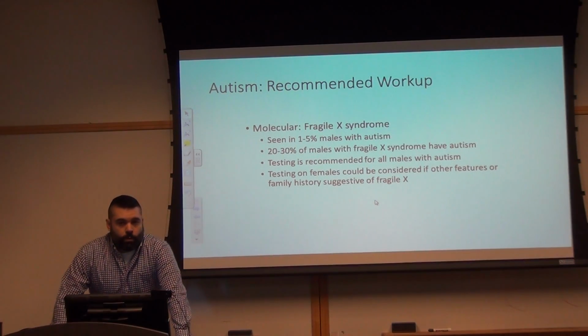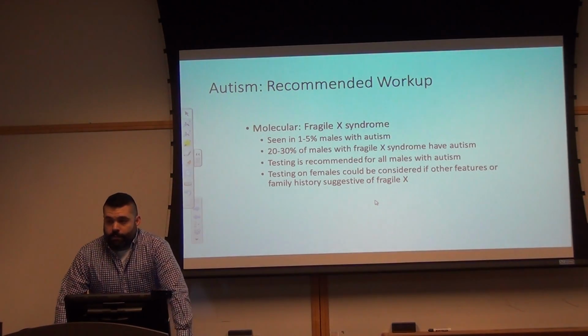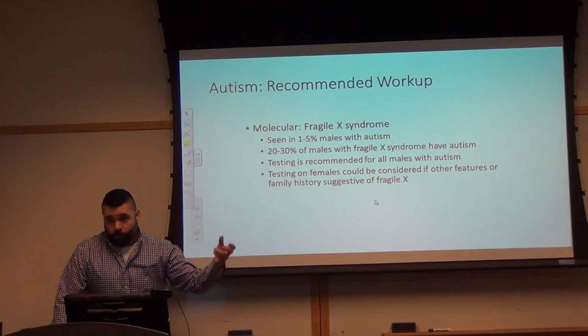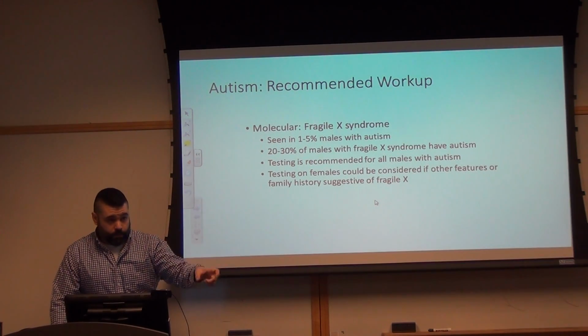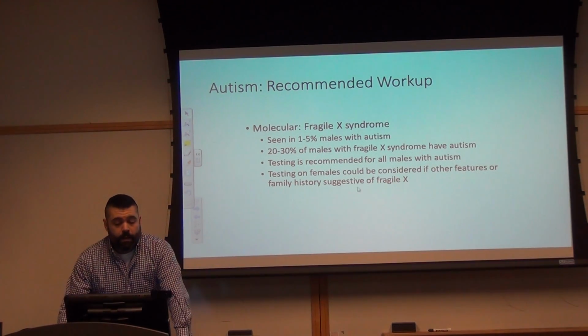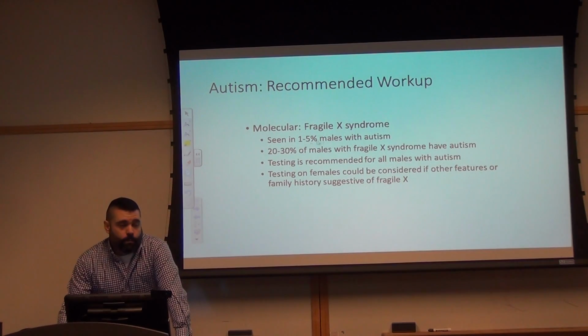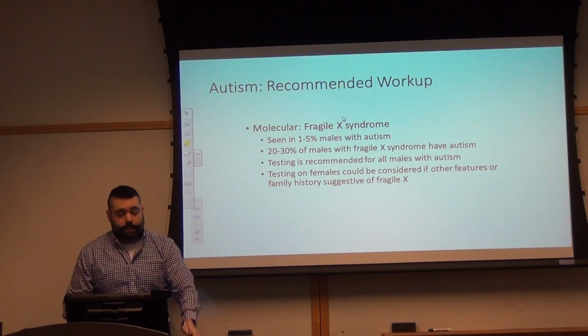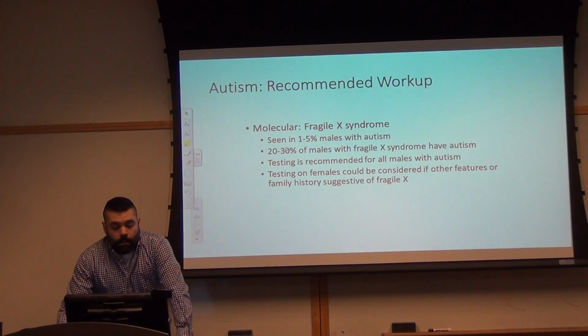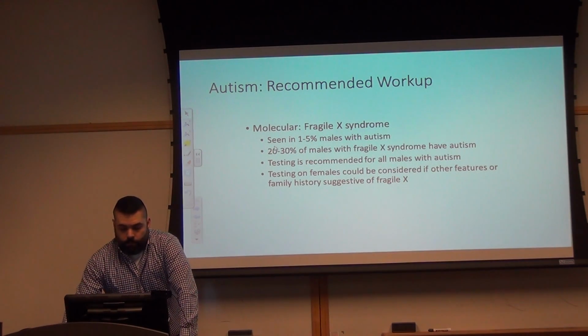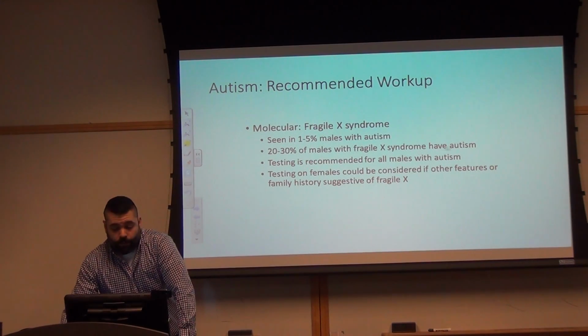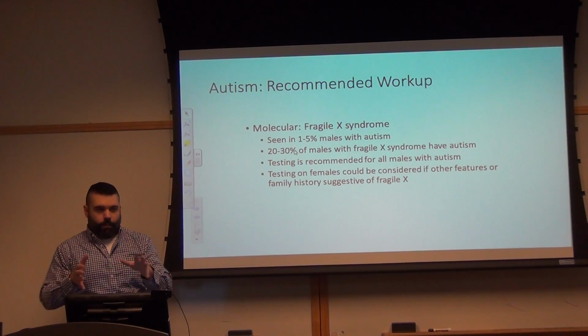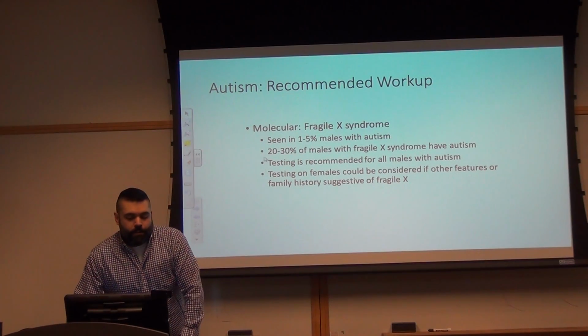The other test that gets ordered over and over and over is Fragile X, which is what we started the lecture with. Remember, triplet prime PCR, a very specific type of mutation. 1 to 5% of males with autism will actually have Fragile X. So again, you have phenotypic overlap of the disease. 20 to 30% of males with Fragile X will have autism. So that's sort of a strange number. You can think about it a little bit longer.